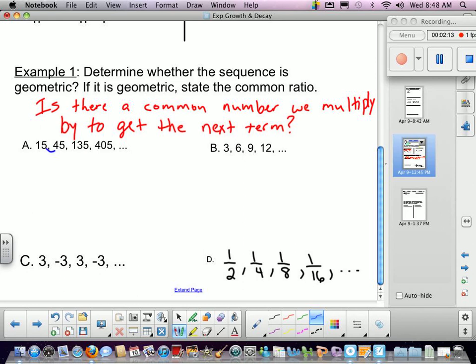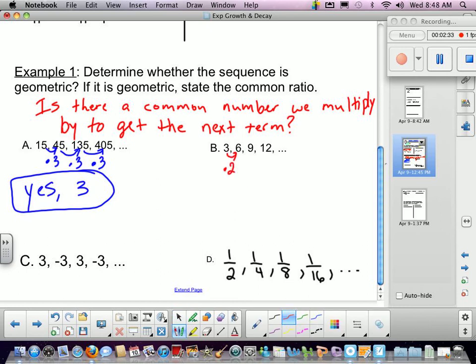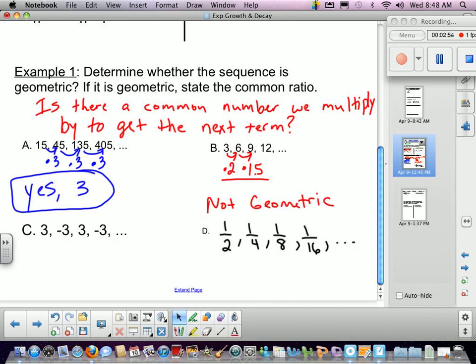When we look at 15 to 45, multiply by 3. Multiply by 3 to get 135. Then multiply 135 by 3 to get 405. So this would definitely be geometric, and the common ratio would be 3. Looking at the next one, to get to 6, we multiply by 2. To go from 6 to 9, we have to multiply by 1.5. So at that point, we already know, based on those two numbers, that this is not geometric, because those numbers are not the same.